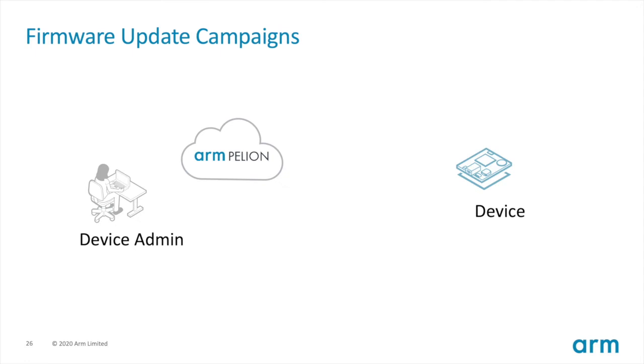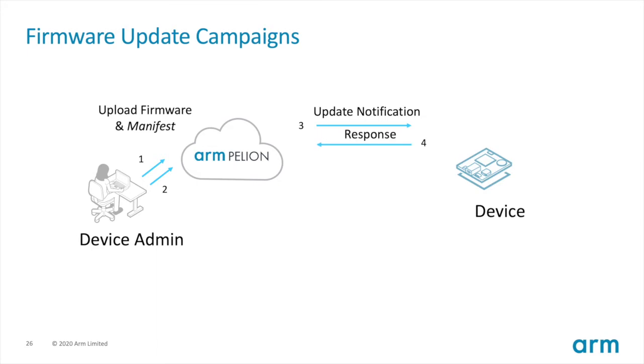Pelion Device Management allows you to manage large-scale firmware updates on thousands of devices, as well as just update one, and that's what we're going to be doing later. Firmware updates are accomplished by uploading firmware and manifest to the service. You define which groups of devices you want to send the updates to. Pelion then notifies the devices that an update is available.